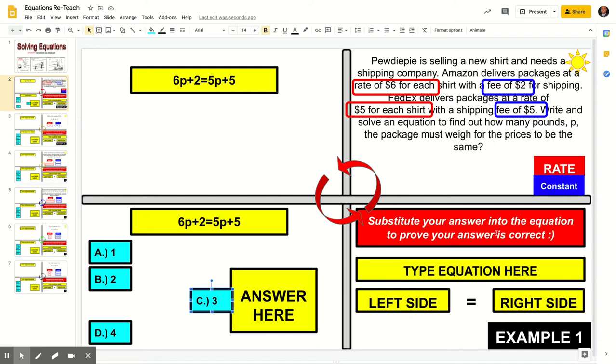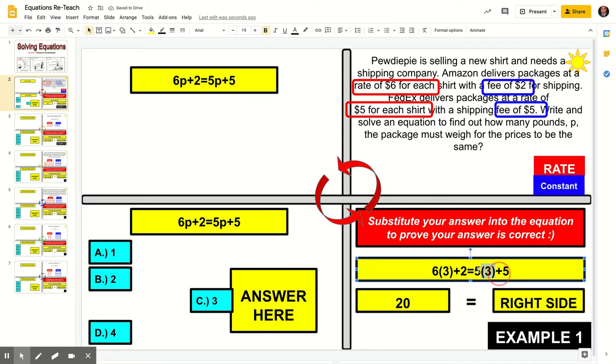It says substitute your answer into the equation to prove your answer is correct. So if my equation was 6p plus 2 is equal to 5p plus 5, then when I plug in 3 into this equation, whatever I get on the left side should be equal to whatever I get on the right side. So instead of p, I'm going to fill it in with 3. 6 times 3 is 18. 18 plus 2 is 20. So the left side is equal to 20.